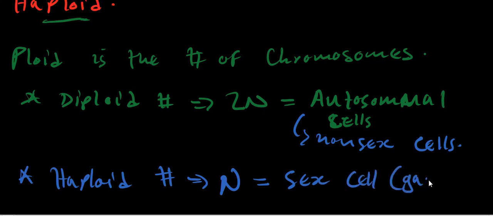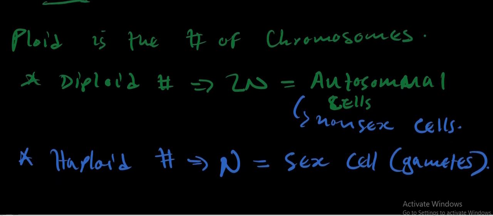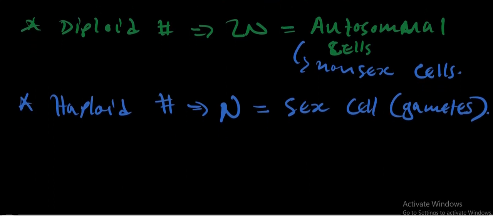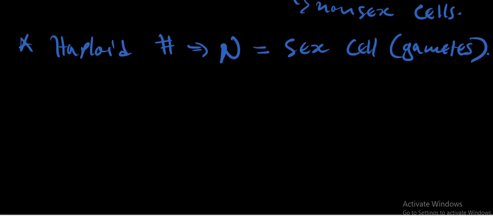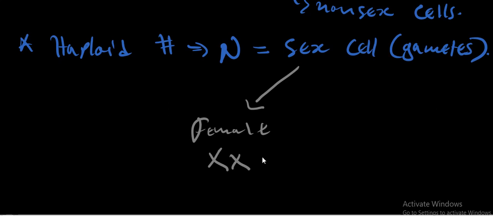And these sex cells, we said, are known as gametes. Remember, when we talk of gametes, we are talking about the male gamete and the female gamete, isn't it? And if you observe how a female behaves and how a male behaves, there is a big difference. These are found in female, represented by XX, and in male they are known as XY.